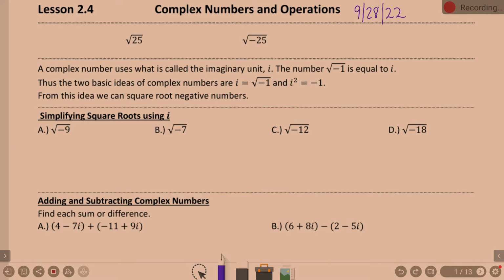Okay, let's go with the basics here. Square root of 25. 5. And why is it 5? 5 times 5 is 25, right? Yes. And keep in mind, when we have a radical sign, we only want the positive solution there. Okay. What is the square root of negative 25?